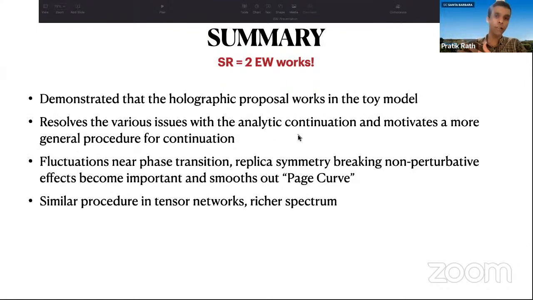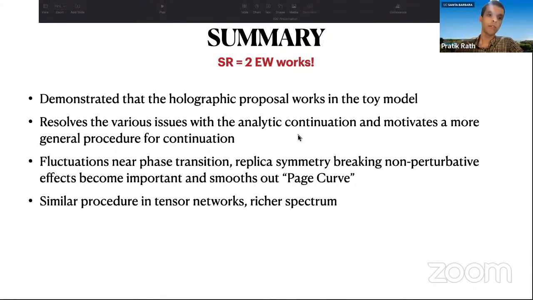So having demonstrated that this holographic proposal works well, we can also understand better the procedure for analytic continuation. The analytic continuation that gave rise to this entanglement wedge cross-section proposal was, we had these two parameters, n and m, and what we had to do was analytically continue n to 1 first and then m to 1. And in this model, there's a good reason for this, and we can show this explicitly. And the resolvent trick resolves this issue.